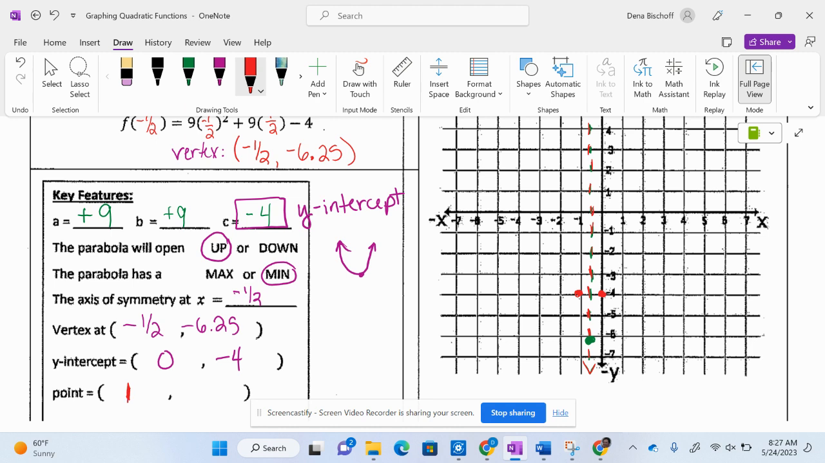Well, I'm going to start with 1 as my x coordinate. And I'm going to go to my calculator and type in 9 times parenthesis 1 squared plus 9 times parenthesis 1 minus 4. I'm just plugging 1 in for x. Do that. 14. When x is 1, y is 14. That goes off of our graph.